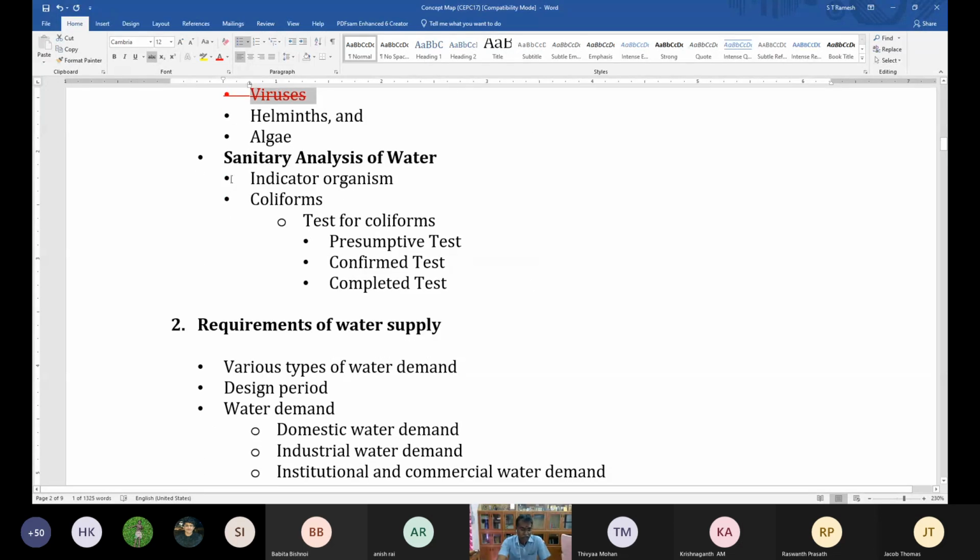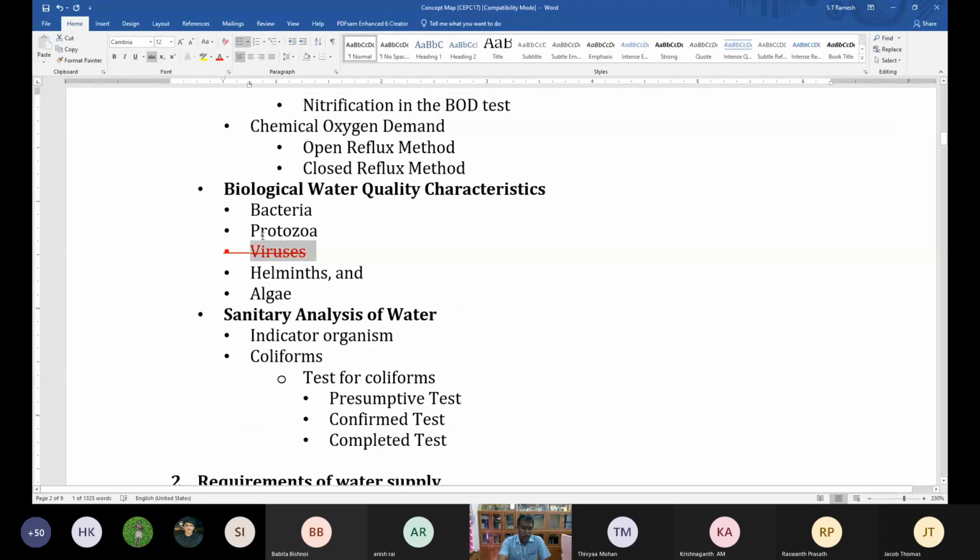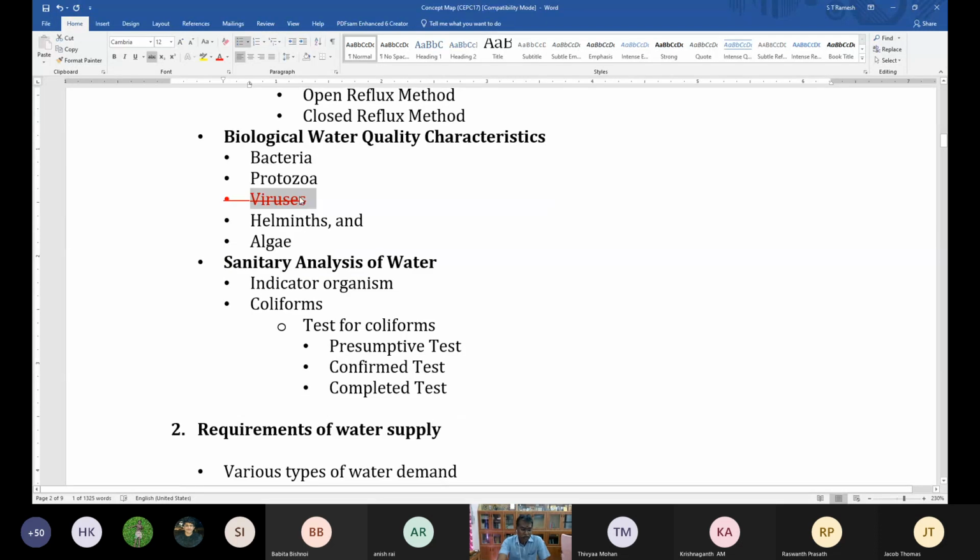To check the biological quality of water, it is very, very difficult to target whether it is bacteria, virus, helminth, or algae. So what they do is go for a sanitary analysis of water by targeting indicator organisms. Please remember that word, indicator organisms. If any indicator organisms are present in the water, then you can say that the water is contaminated with some biological matter, either bacteria, protozoa, or virus, whatever it may be.